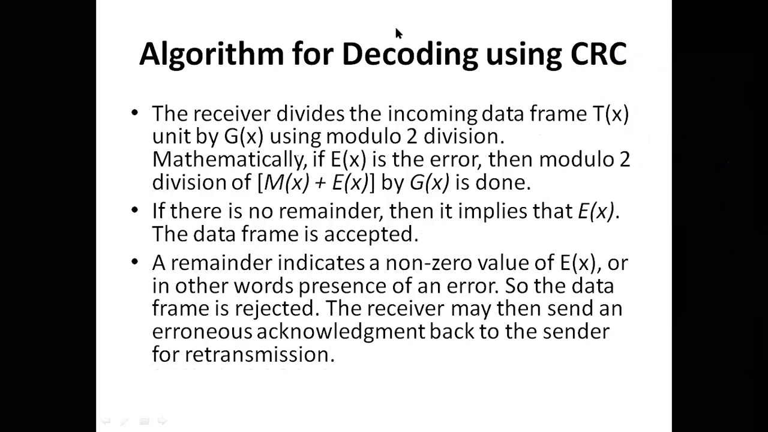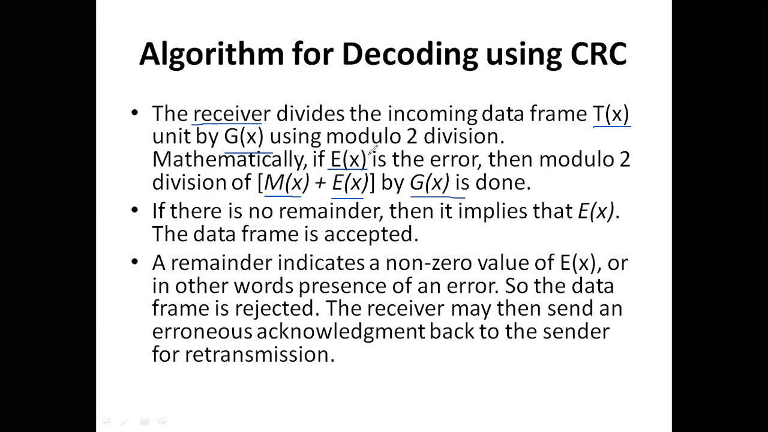So this is the decoding process. Encoding process is at the sender side, decoding process is at the receiver side. So the receiver divides the incoming data frame, that is t of x, by g of x using modulo 2 division. Mathematically, e of x is the error, and modulo 2 division of m of x plus e of x by g of x is done.